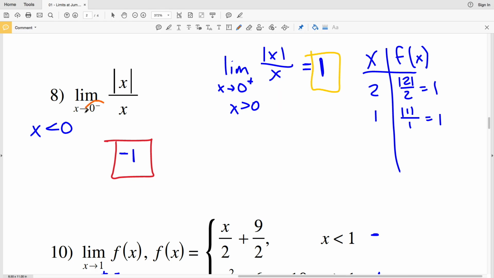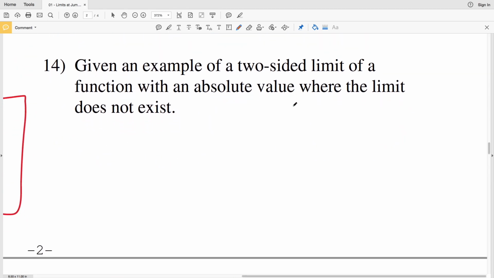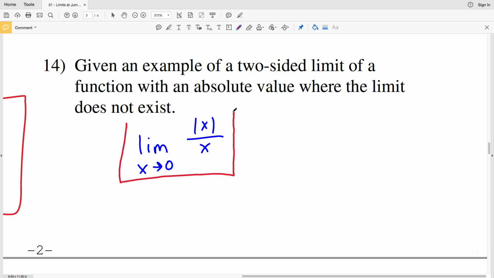So the limit from the left is -1, and the limit from the right is +1. So back down to number 14, our example, I'll write the limit as x approaches 0, meaning from both the right and the left, of the absolute value of x over x. Because as we approach 0, from one side we're at -1, and from the other side we're at +1. And because -1 does not equal +1, that limit does not exist.